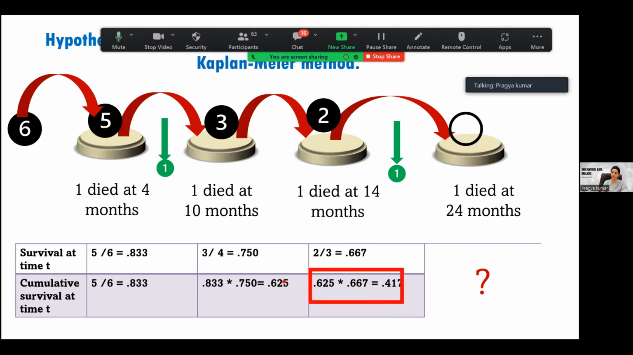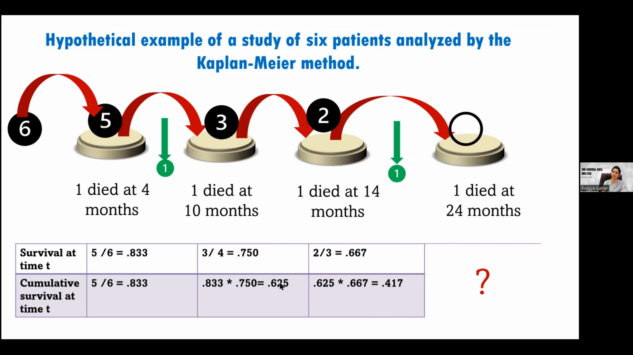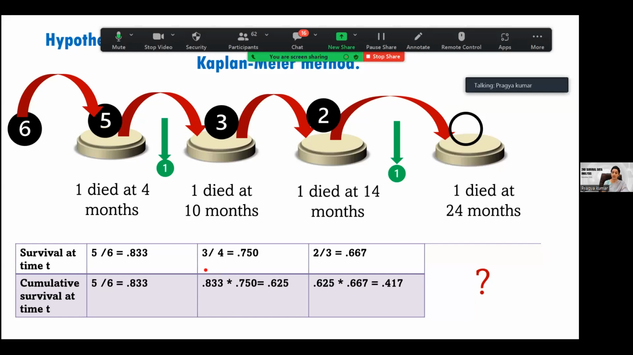So what you do, you multiply these two. If you see this, you multiply this 0.67 and 0.625. Because from previously, this is the probability at 3 months, maybe. And this is the probability at 14 months. So this first one is the probability at 4 months. This second probability is at 10 months. So if you have to calculate cumulative probability, what will you do? You will multiply this probability 0.833 with the 0.750. Similarly, if you have to calculate the probability at 14 months, then you will multiply this 0.625 to 0.667.